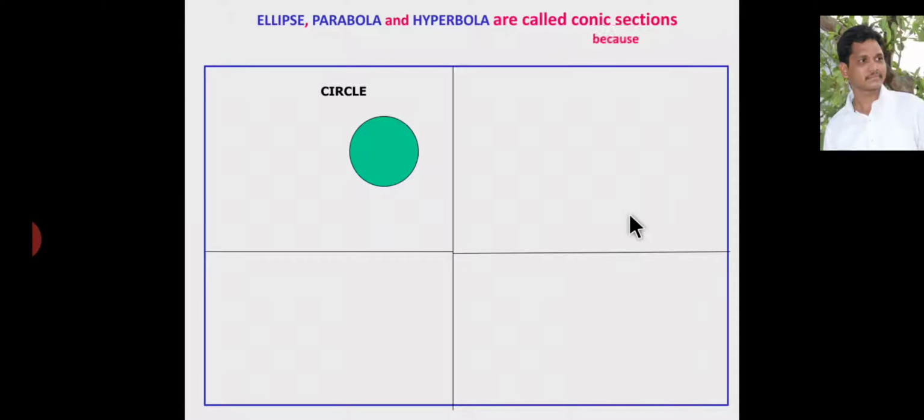Ellipse, parabola and hyperbola are called conic sections because these curves appear on the surface of a cone when it is cut by some typical cutting planes. Now I will explain some examples.